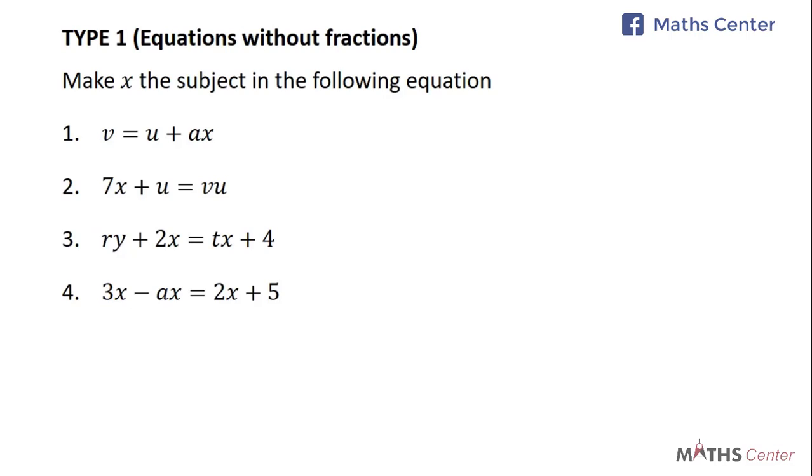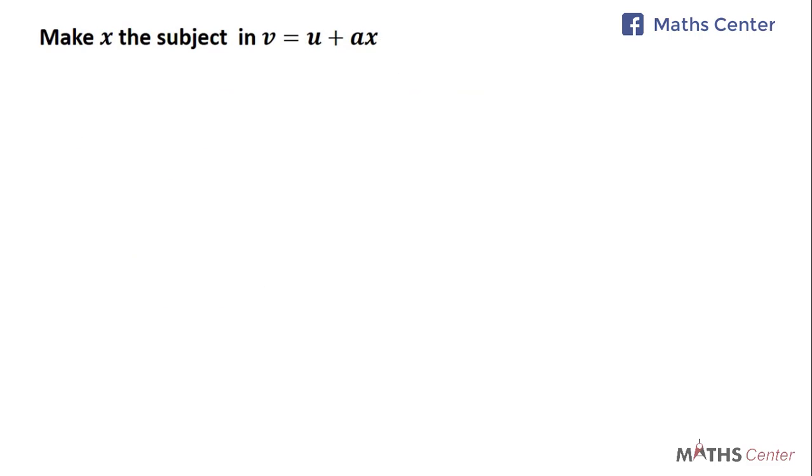So let's take the first question, which will be our first question for this video. Make X the subject in V is equal to U plus AX. That's our question. V is equal to U plus AX. And we are supposed to make X the subject. Now you can see from here that in the previous video, we explained that in a formula like this, V is the subject. So we have to change it in such a way that X becomes the subject. That is our goal.